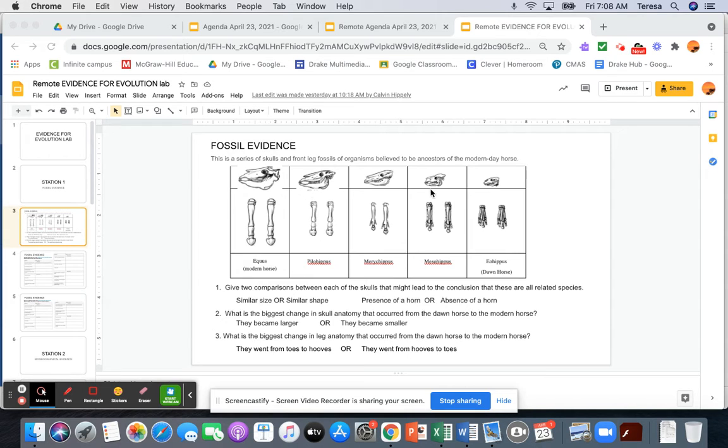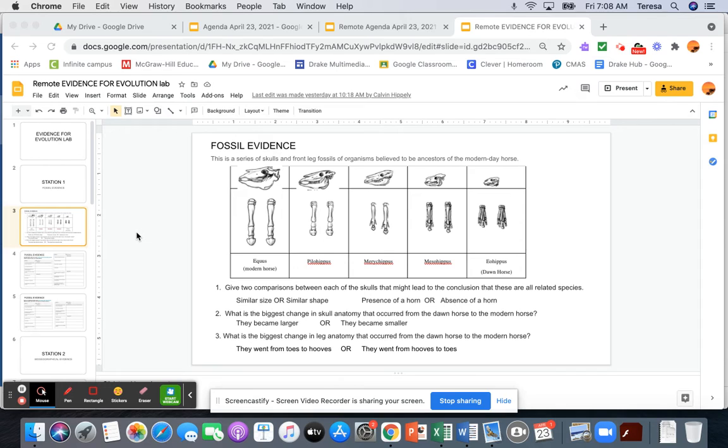First of all, we've got some fossils here. You are going to be looking at the skulls from the modern horse all the way back to its early ancestor. So you'll be analyzing the structure of that skull, and then you're looking at the bones that make up the legs of the horse, and investigating that, again, from the modern horse back to its early ancestor.